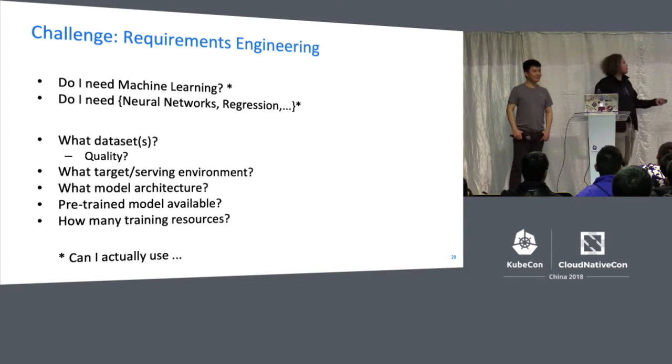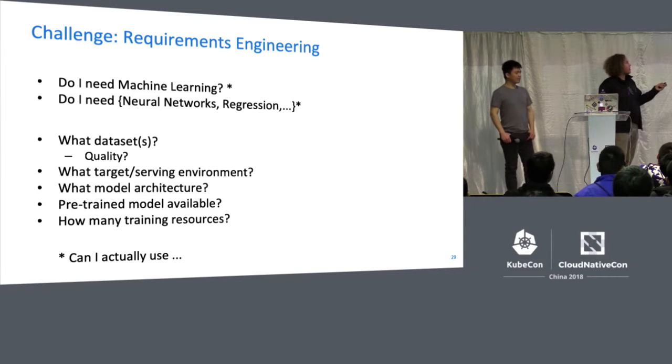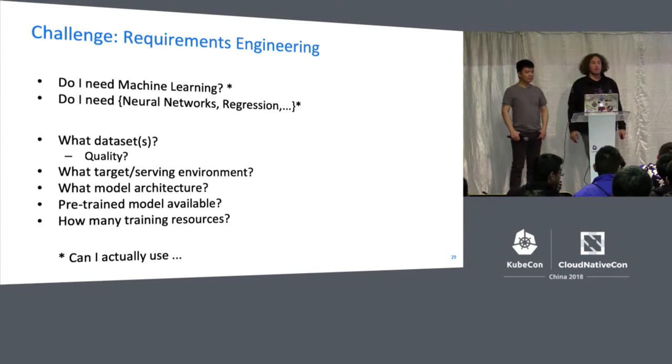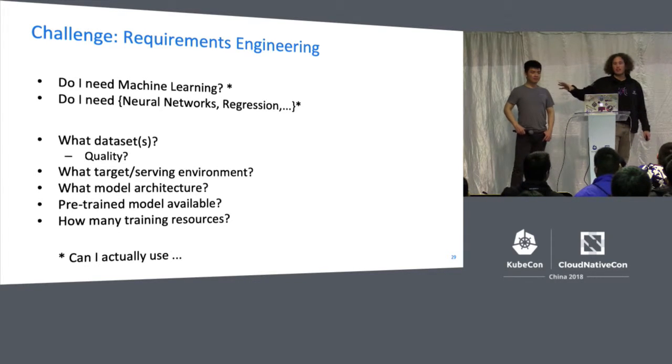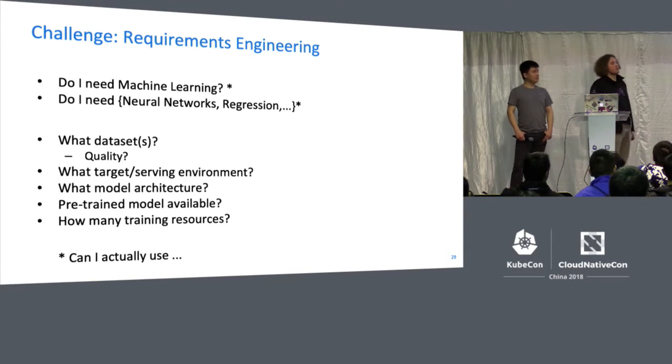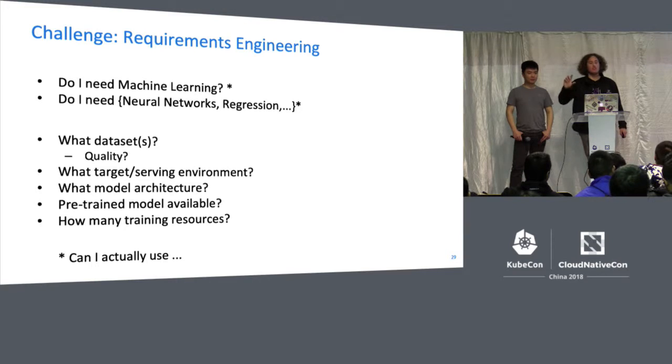Other requirements I should gather: what is actually my target and serving environment? Will I serve that in a car where I need sub-second response times? Will I serve that in a large cluster where I have a lot of GPUs available? So what are the resources I have in my serving requirement where later on I will use that model? And also, what are the guarantees? What timing guarantees do I have to have?